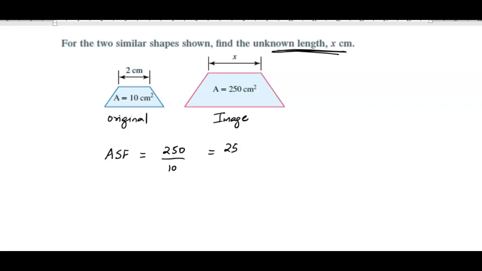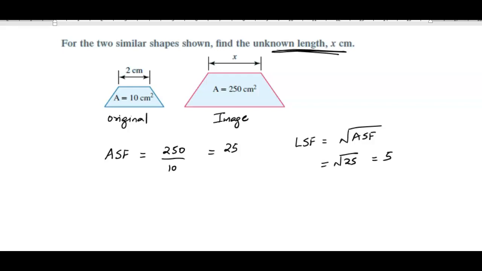All I have to do is square root the values. So the length scale factor can be found by square rooting the area scale factor, which is nothing but the square root of 25 equals 5. So the length scale factor equals 5.